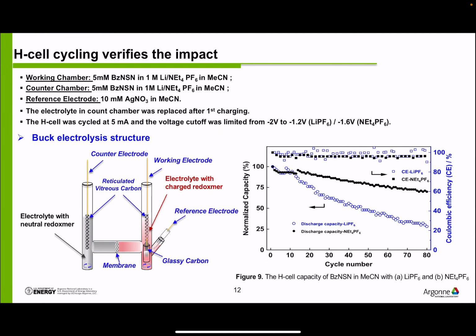This trend was also confirmed by the H-cell cycling. I would not go into all those details of the conditions, but if you look at the capacity profiles on the right, you can notice this ammonium-based electrolyte delivers a very stable cycling performance, whereas the lithium-based salt gives a much worse capacity retention profile.